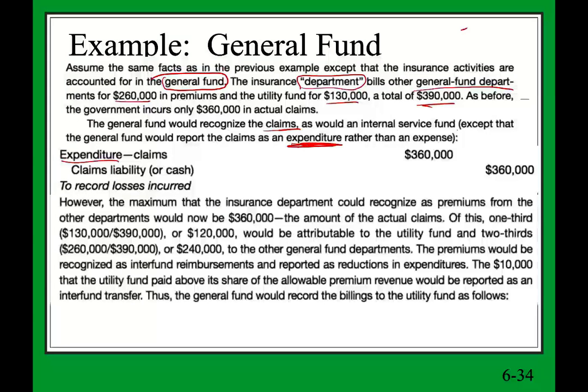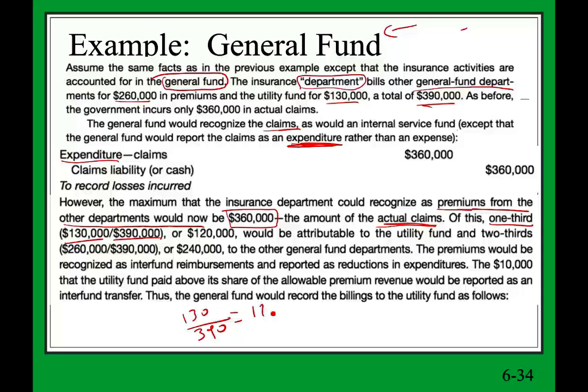Let's take a look at the rule. The maximum that the insurance department could recognize as premium from the other departments would now be $360. It's the amount of the actual claim. Remember, if we're using the general fund, our revenue from premium is the actual claim. The actual claim is only $360. Therefore, we can recognize $360. So how do we allocate this $360? Where is it coming from? Of this, one third. How do we come up with one third? 130 divided by 390. Remember, 390 is the total. One third. 130 divided by 390. One third of this amount.